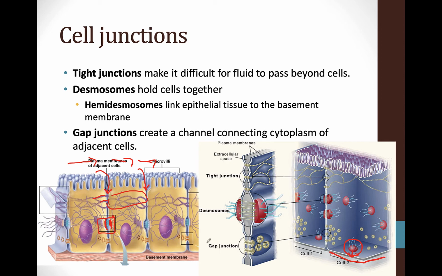And then a gap junction are going to provide tunnels between adjacent cells. So we have these gap junctions down here that are going to allow fluid to move through from one cell to the next without having to go out of the cell membrane and into another cell membrane. It creates a cytoplasm to cytoplasm connection between adjacent cells.